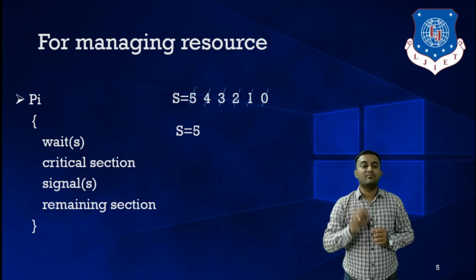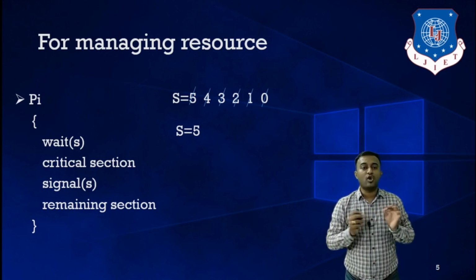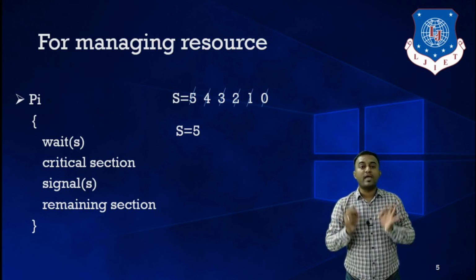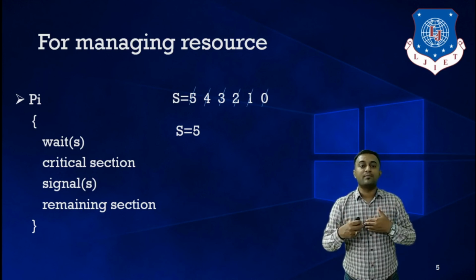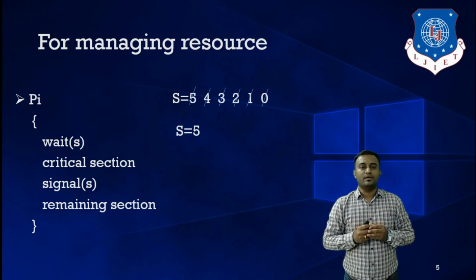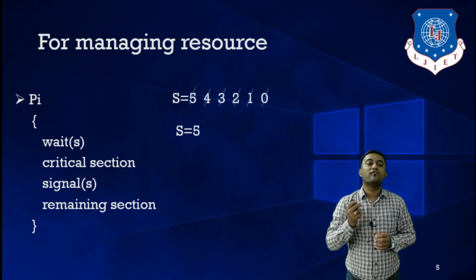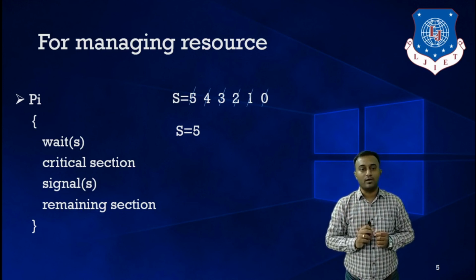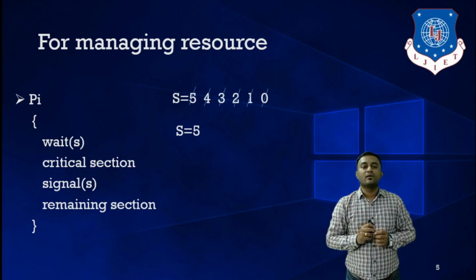The initial value of S is 5. So can wait on S be performed? Yes, because wait on S cannot be performed only when the value of S is 0. But in this case, the value of S is 5, so wait on S can be performed easily. Once wait on S is performed, the value of S becomes 4 because it is decremented by 1. Now P1 has entered into the critical section.